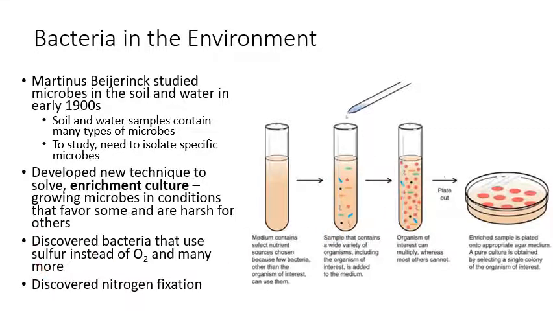Some of the important things that Martinus Beijerinck discovered would be bacteria that are able to use sulfur instead of oxygen, and bacteria that use other things instead of oxygen. He also discovered bacteria that can fix nitrogen by transforming atmospheric N2 into ammonia or nitrate. Those are really important bacteria in the environment.